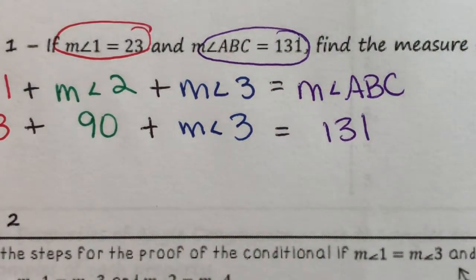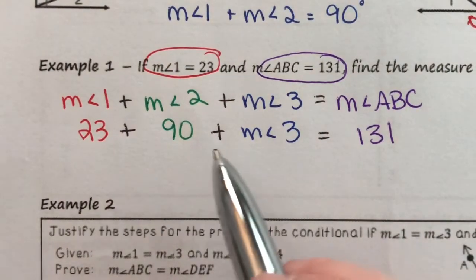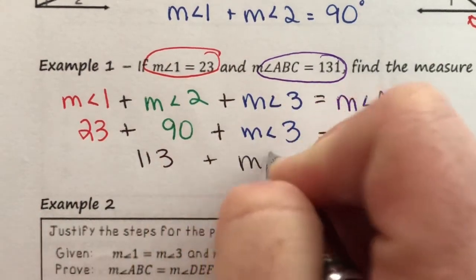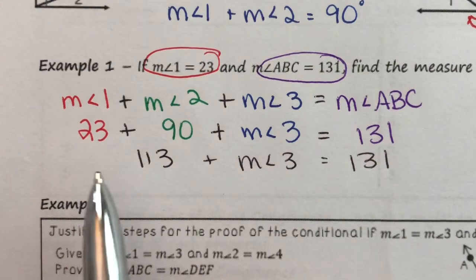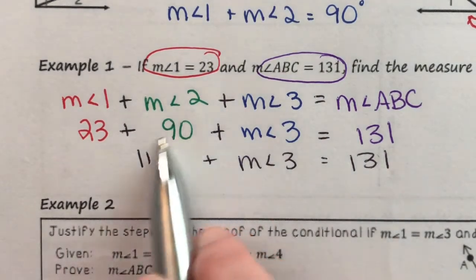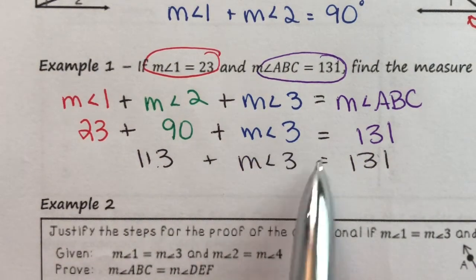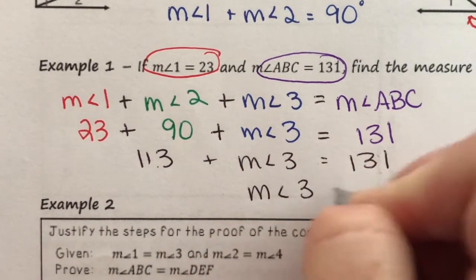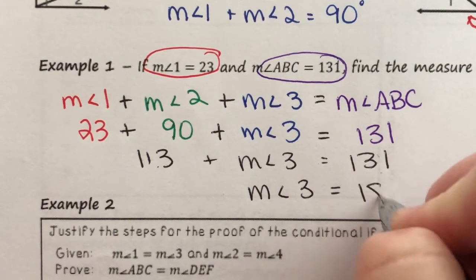So now I can just solve this. It's an algebraic problem. 23 and 90 is 113 plus whatever the measure of angle 3 is equals 131. I'm going to subtract 113 from both sides of my equal sign. I want to get rid of it here. So to make it 0, I subtract, and whatever I do on one side of the equal sign, I have to do to the other. So I will be left with the measure of angle 3 equals, and then 131 minus 113 is 18 degrees.